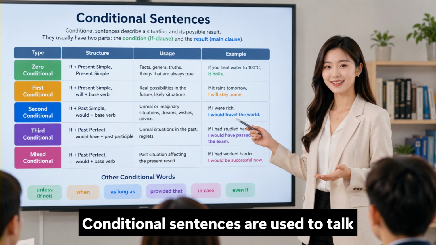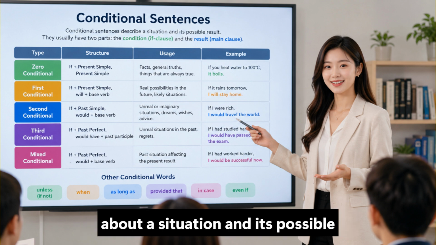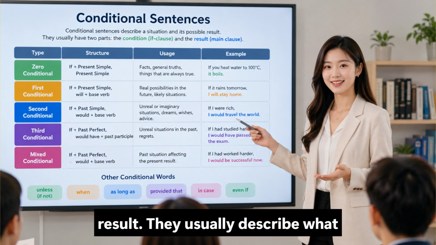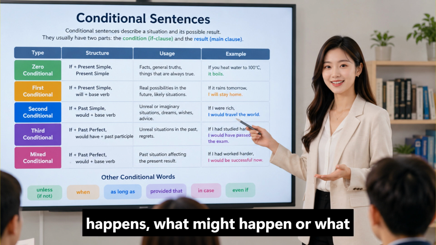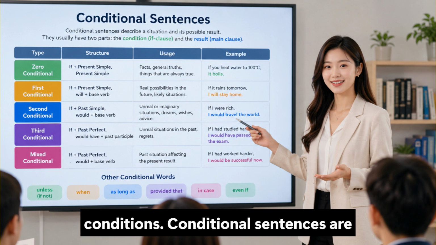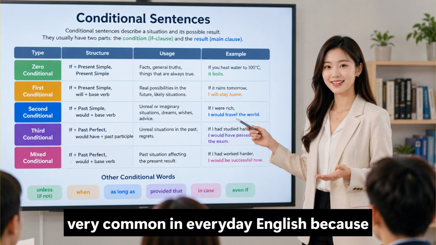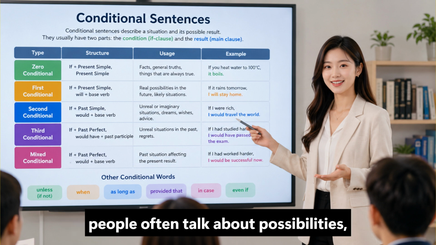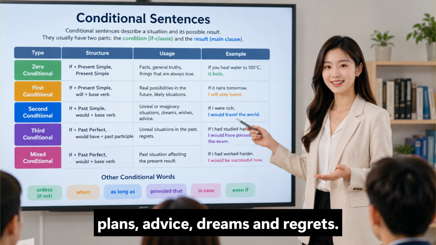Conditional sentences are used to talk about a situation and its possible result. They usually describe what happens, what might happen, or what could have happened under certain conditions. Conditional sentences are very common in everyday English because people often talk about possibilities, plans, advice, dreams, and regrets.